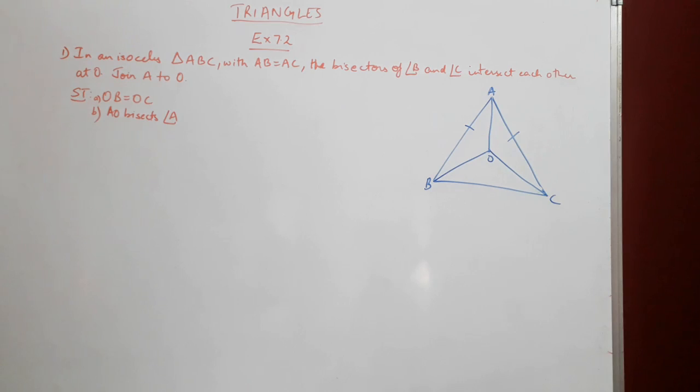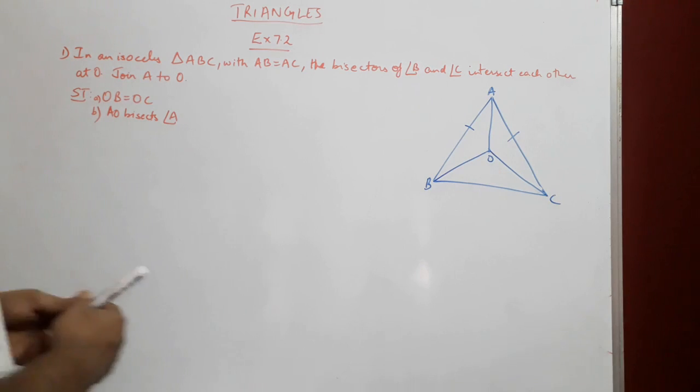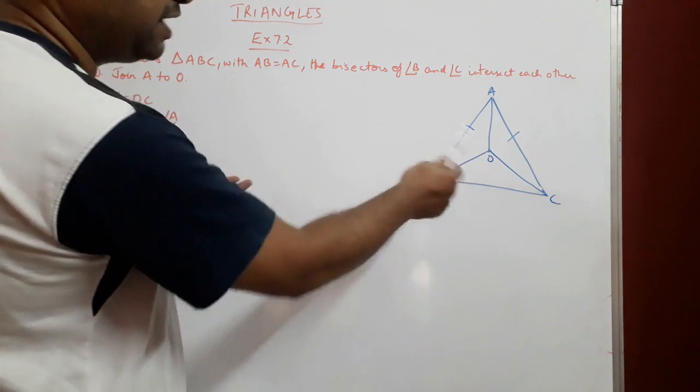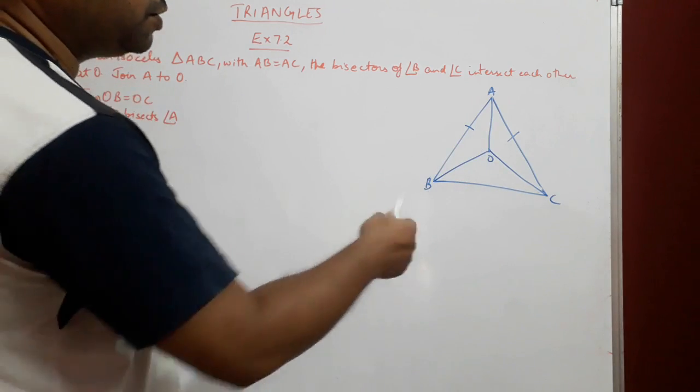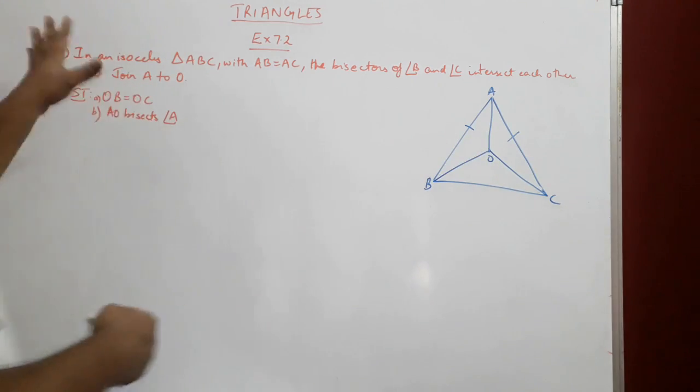It's an isosceles triangle. An isosceles triangle, if you recall, is a triangle where two sides are equal, and not only the sides, the angles opposite to those equal sides are also equal. We'll come back to that.